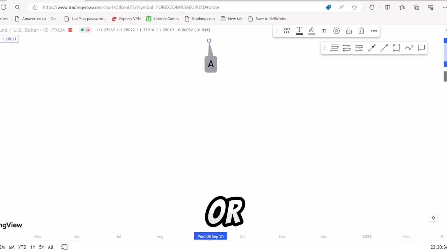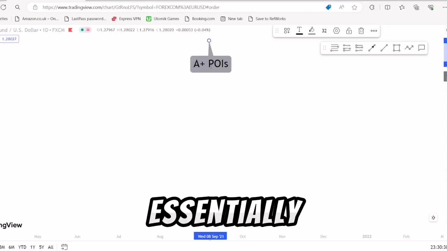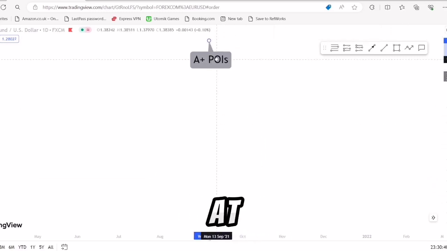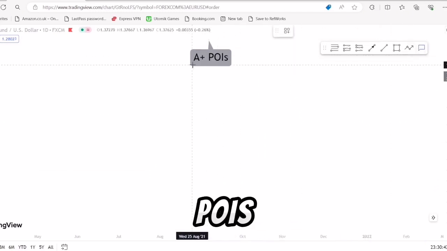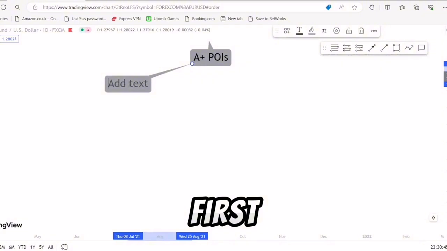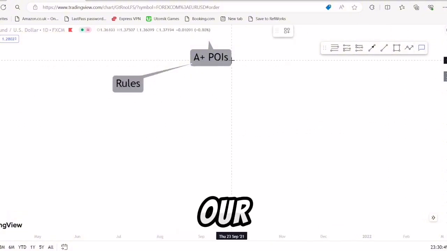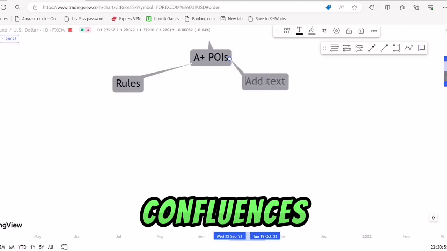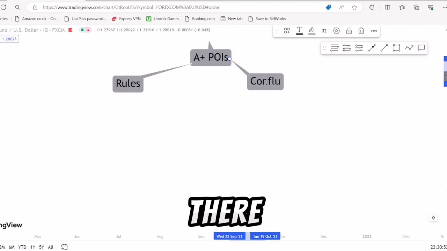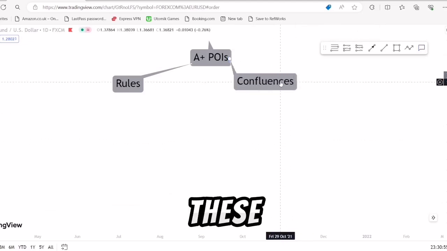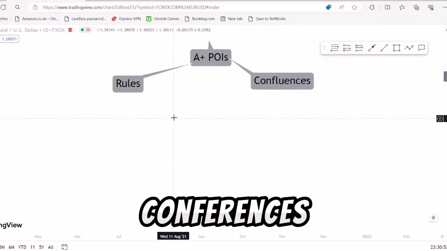Probability POI, or like I like to call them, A plus POIs. There's essentially two categories that we're going to look at when it comes to choosing POIs. The first category is our rules. The second category is our confluences. There is a very, very big difference between these two.